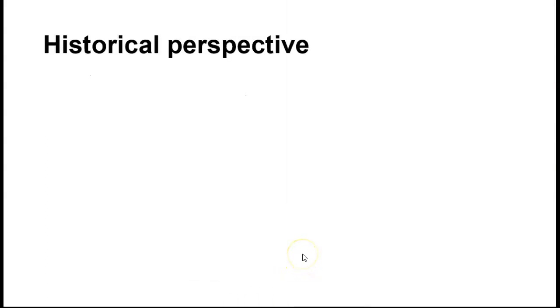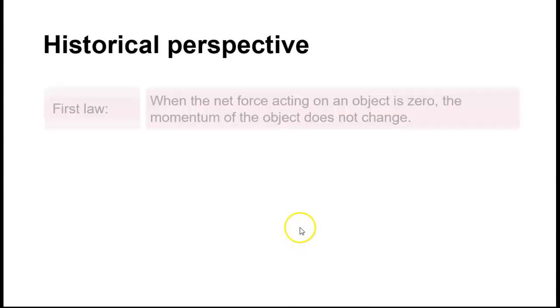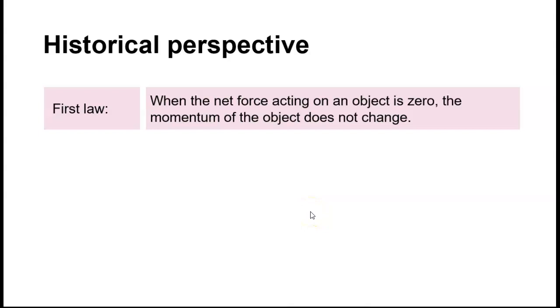And the reason for that is when Newton wrote his 3 laws of motion, he actually wrote them from a momentum perspective. For example, he wrote his first law as when the net force acting on an object is 0, the momentum of the object does not change. Kind of like how we learned it, that an object's going to keep on doing whatever it was doing.